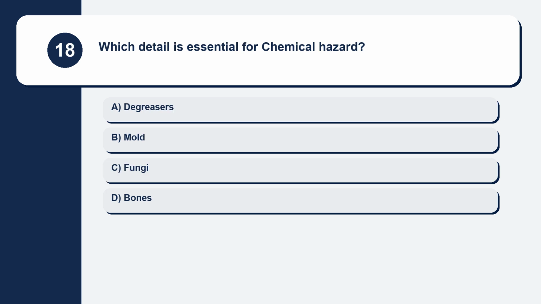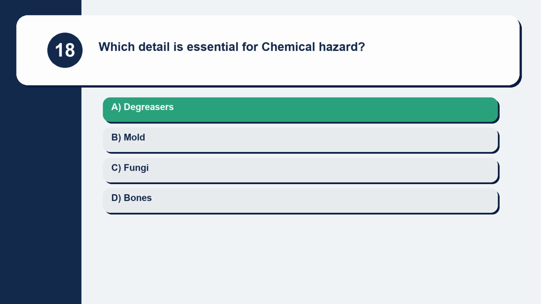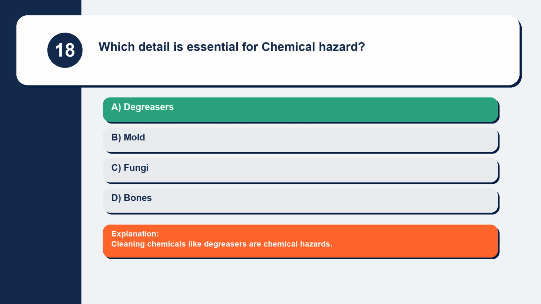Question 18. Which detail is essential for chemical hazard? Degreasers, mold, fungi, bones. Cleaning chemicals like degreasers are chemical hazards.